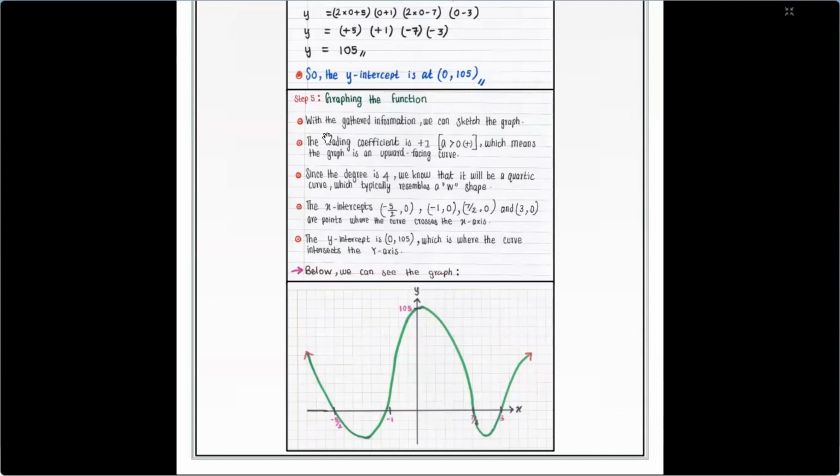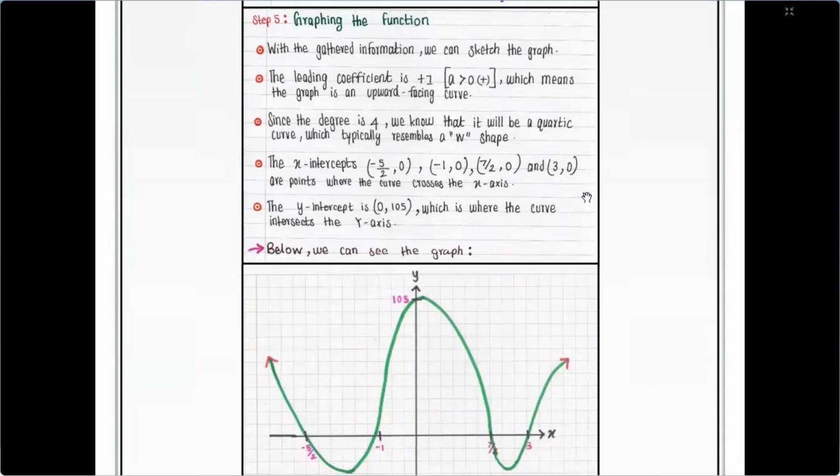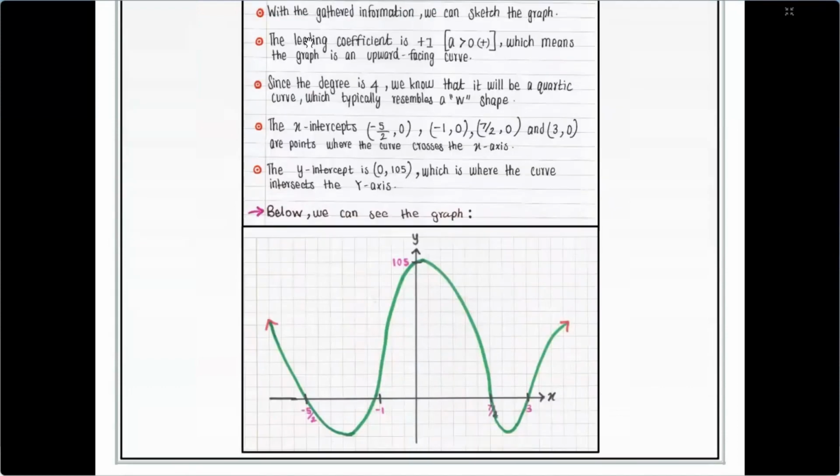Step 5, graphing the function. With the gathered information, we can sketch the graph. The leading coefficient is plus 1, so we can say A is greater than 0, which means the graph is an upward facing graph. Here we can see the graph is upward facing. Since the degree is 4, it will be a quartic curve, which typically resembles a W shape. Here we can also see it represents a W shape.